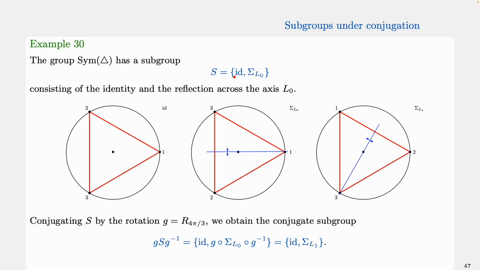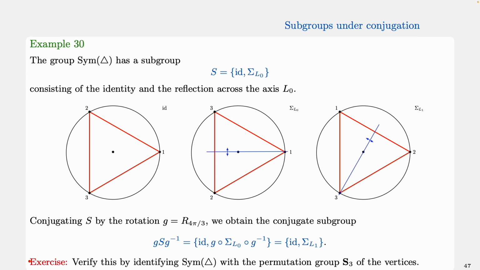So the original subgroup consisted of the identity and the reflection across this axis, and the conjugate subgroup, if we conjugate by this rotation, consists of the identity and the reflection across this axis here. And if you don't believe this, I invite you to verify this yourself by identifying the symmetries of the triangle with the permutation of the vertices, and then just checking these properties by using the permutation representation.